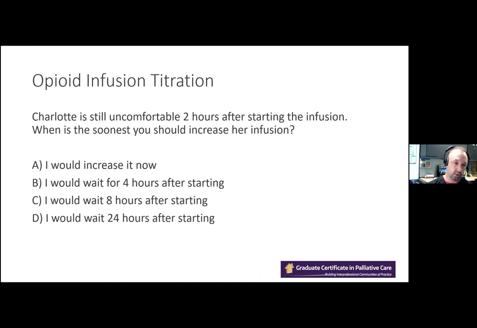So Charlotte is still uncomfortable 2 hours after starting the infusion. When is the soonest you should increase her infusion? I'll give you a minute. Okay.